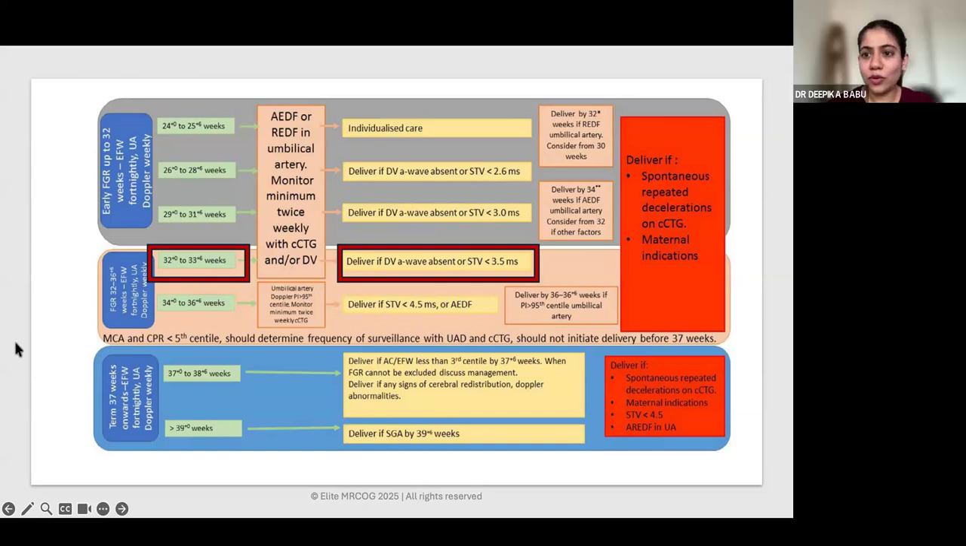No. So you have the exact picture in here. The ductus venosus is present, the umbilical artery is 95th centile, but still the baby is having chronic hypoxia.